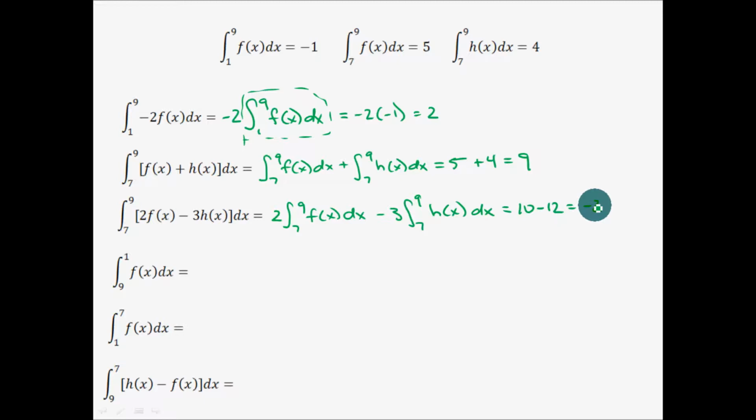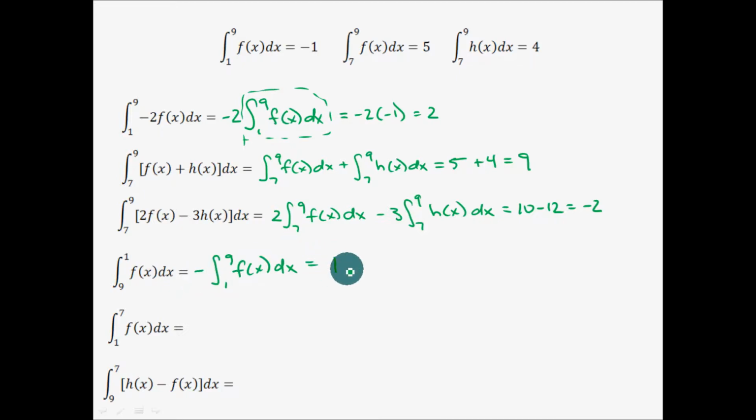All right, let's move on to the fourth one. Here are the limits. It's almost exactly this statement, except for the limits. Here we go from 9 to 1, here we go from 1 to 9. Seems like a problem, but it's not. One of the properties says if you want to flip the limits, you can. You just put a negative out front. So this is completely equivalent to this. And this part we know is negative 1, so we have a negative sign out front. So the opposite of negative 1 is positive 1.